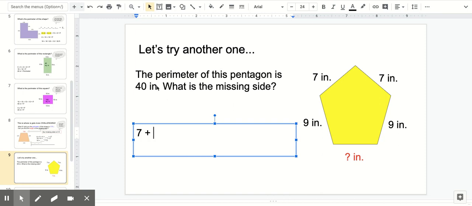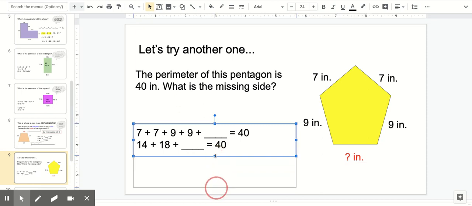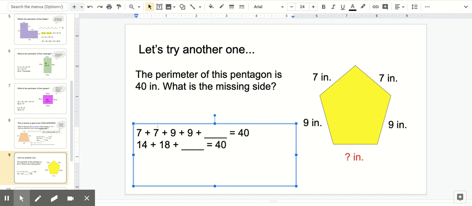So we have 7 plus 7, plus 9 plus 9. And we're going to add that to something, and it's going to equal the perimeter that they gave us. It's going to equal 40. Okay. All right, 7 and 7 is 14. I like these doubles. 9 and 9 is 18. And we're still missing that piece. Plus something equals 40.